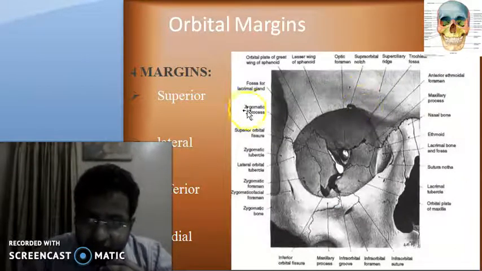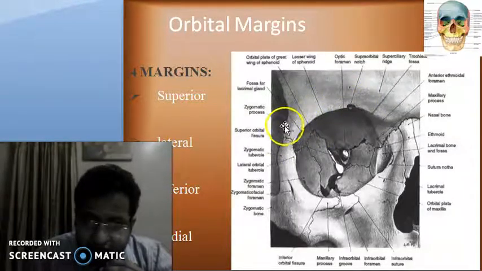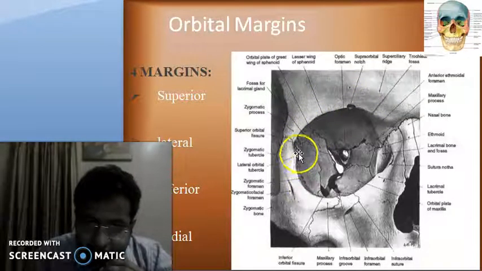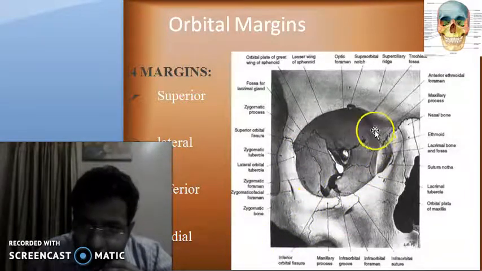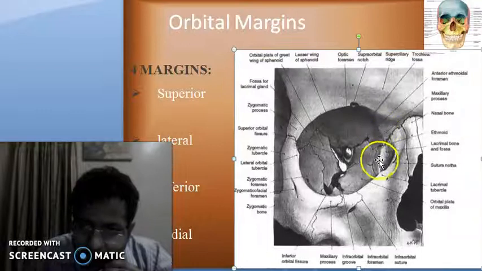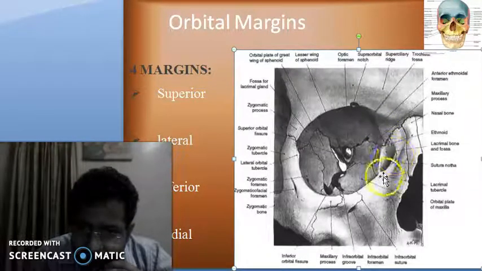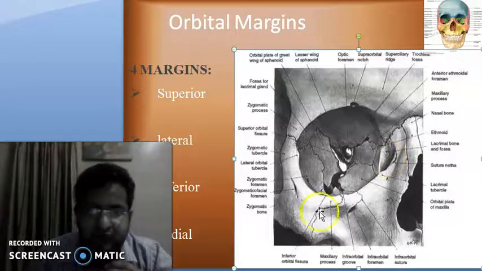The orbital margins. This is the superior orbital margin. The orbital margin is formed by a rim. This is a single rim in the superior, the lateral, and the inferior orbital margin. But the medial orbital margin is not a single margin. This medial margin is formed by two rims: this is the posterior lacrimal crest, this is the anterior lacrimal crest, and in between is the lacrimal fossa.